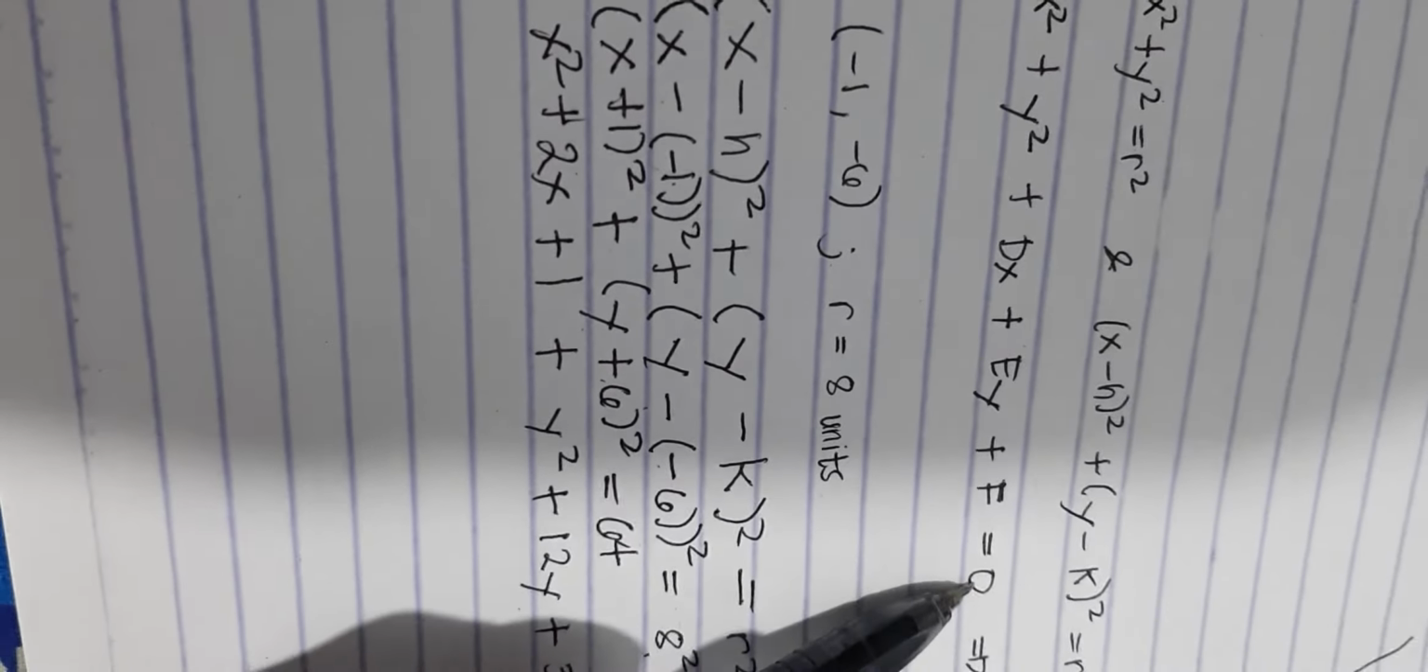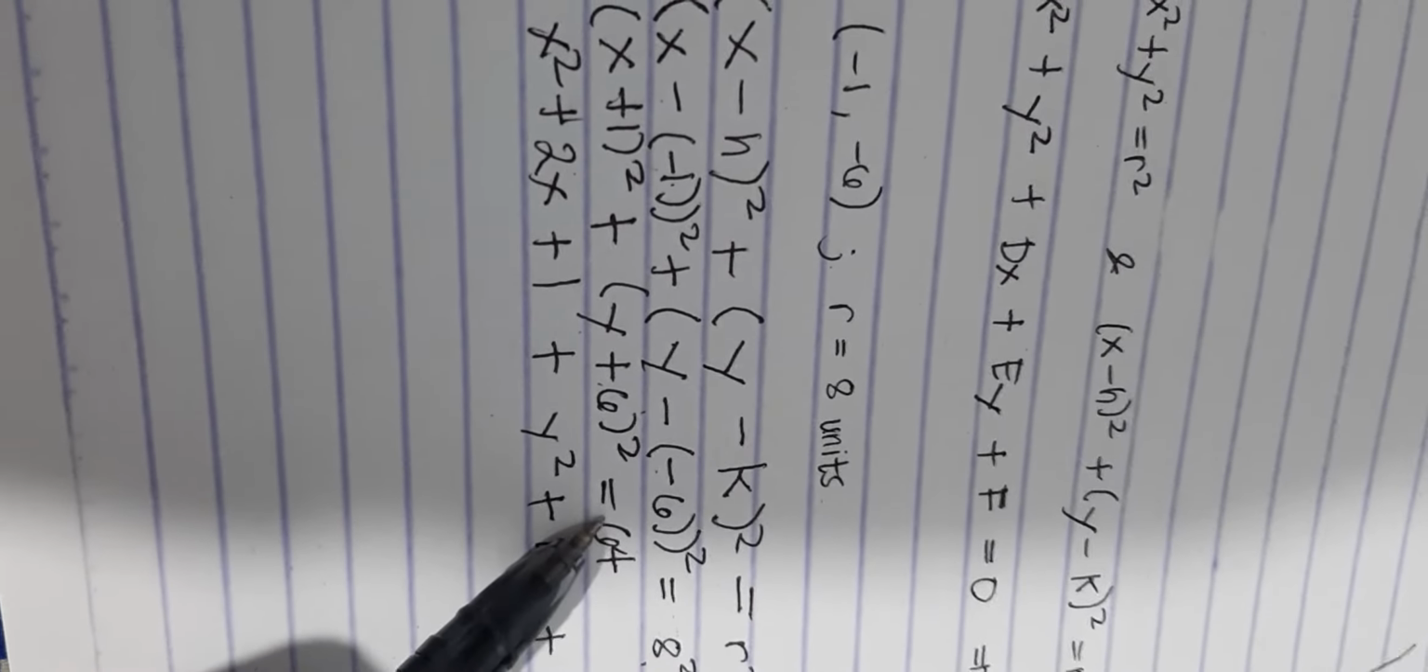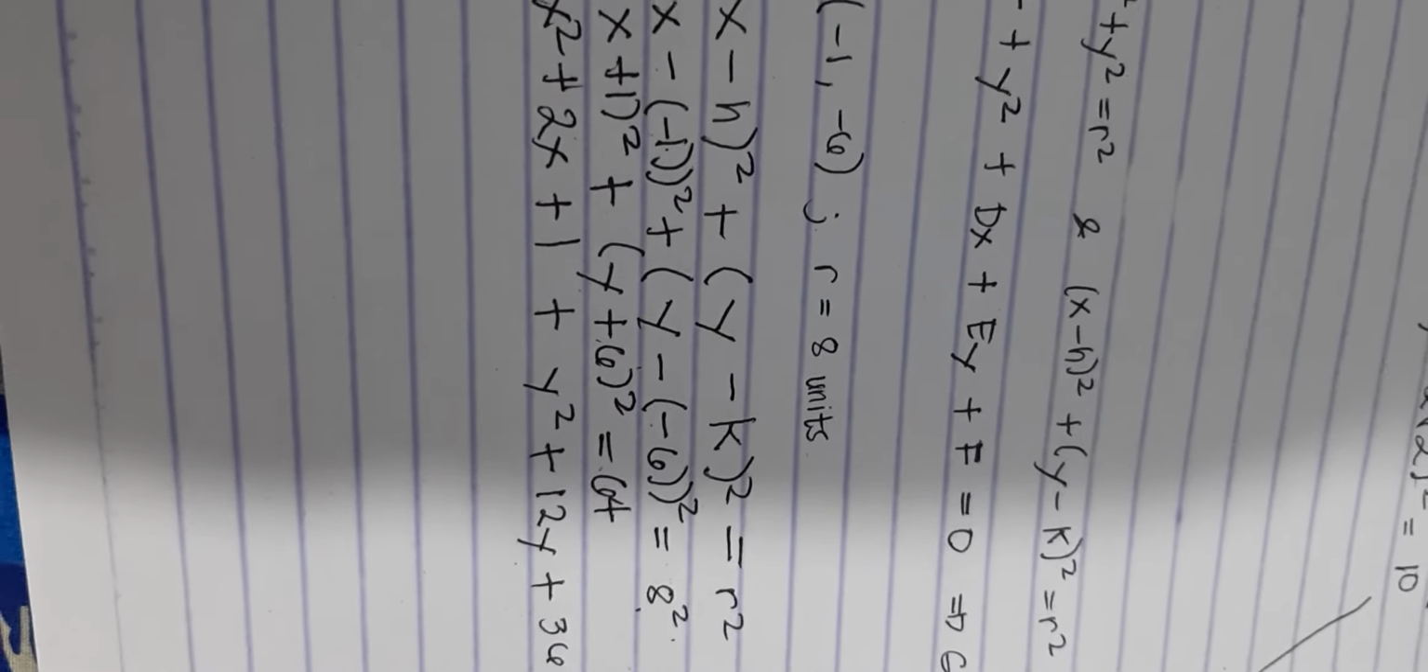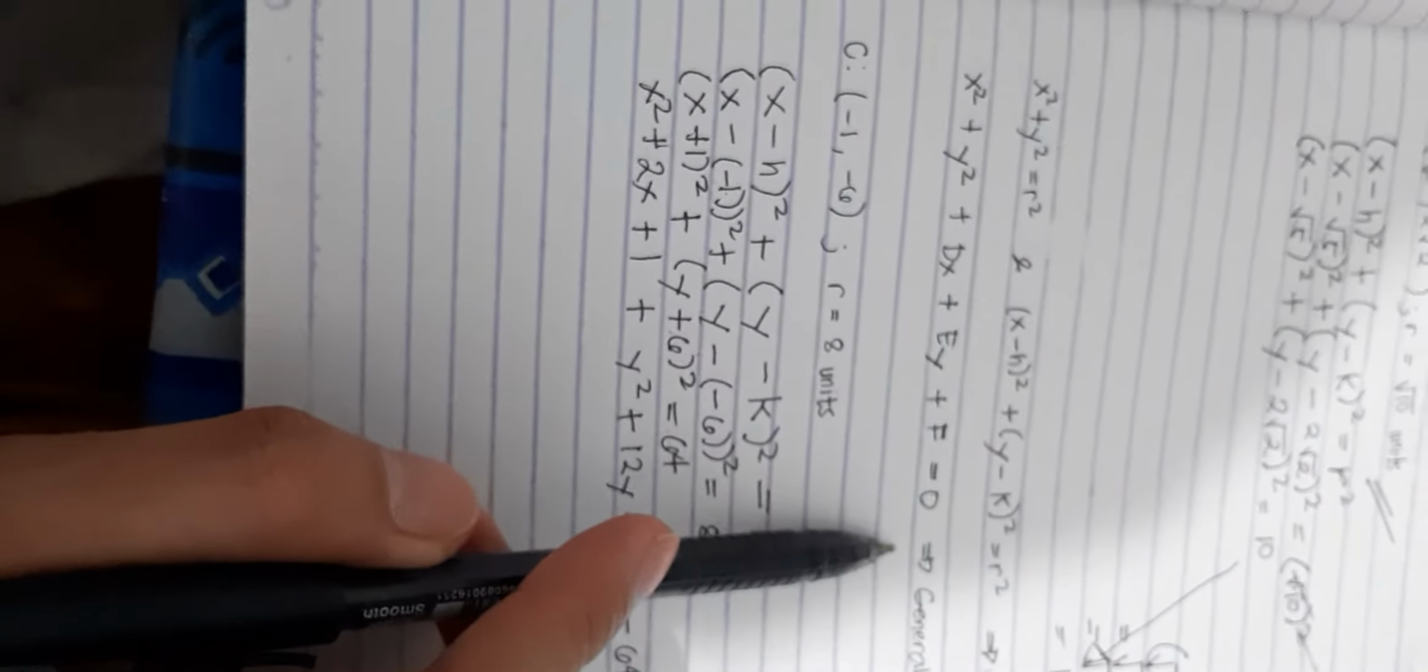Since here we have 0, we can now transfer 64 to the other side of the equation. That will make its sign negative, since it will change if we transfer this to the other side of the equation. That's why we will have this negative 64 is equal to 0. Next, we have to arrange this format into the format like this.